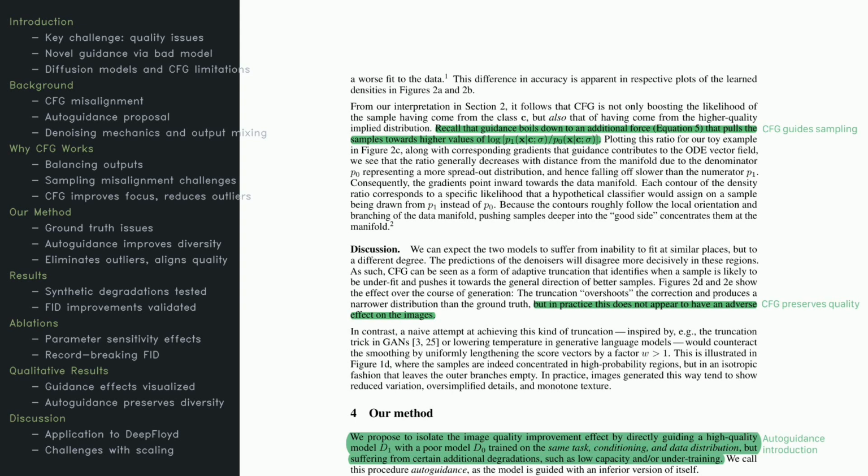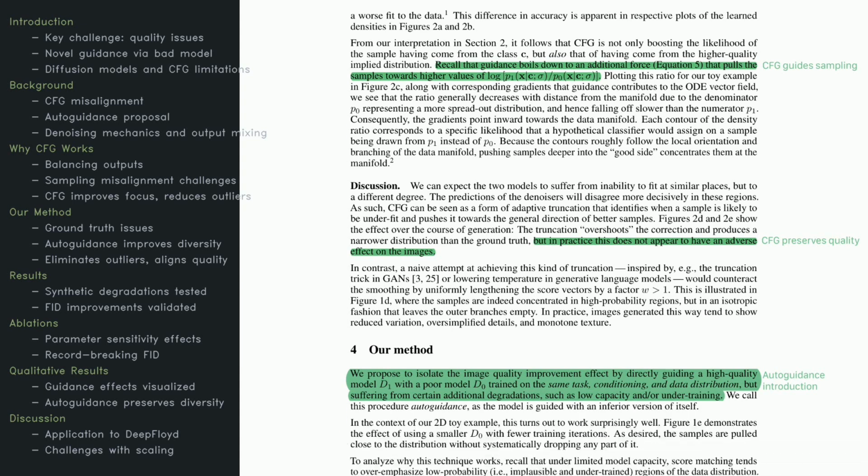So CFG kind of acts like adaptive truncation. It ups the likelihood of plausible samples and avoids over-smoothing. It stays away from naive solutions like just making score vectors longer, which could degrade image quality. In essence, CFG is a neat balancing act, but the question persists. Can we do better without some of its inherent limitations? That's where autoguidance continues to come into play.